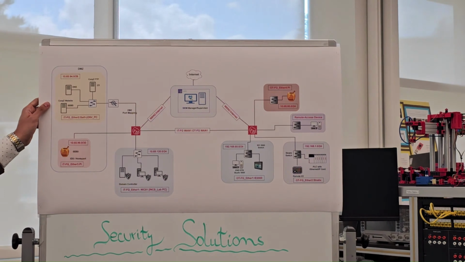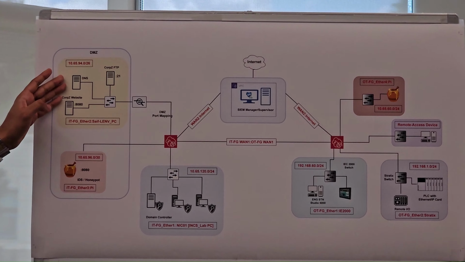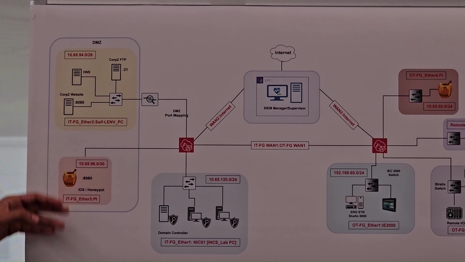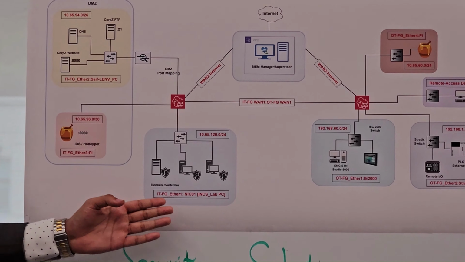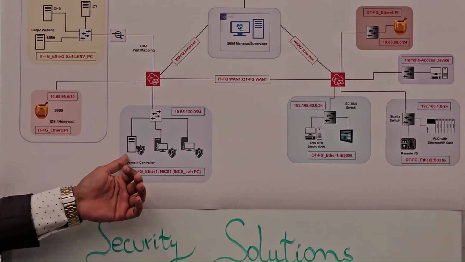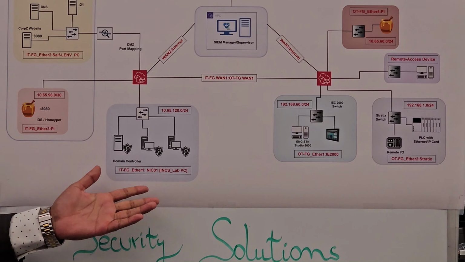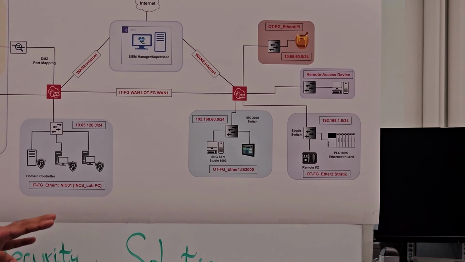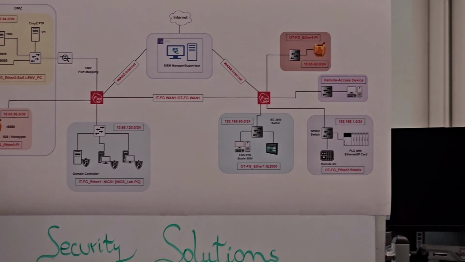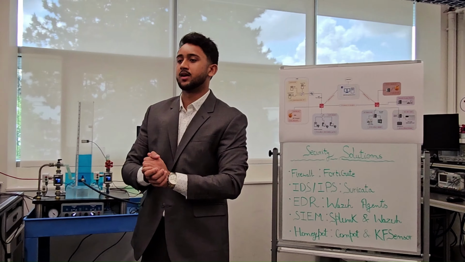On the DMZ zone, we have the FTP server, DNS server, and corp website, one IDS honeypot, and the ADDS controller, the domain controller, and other clients. I will walk you through the whole plant right now, where you will see where each of them are connected.